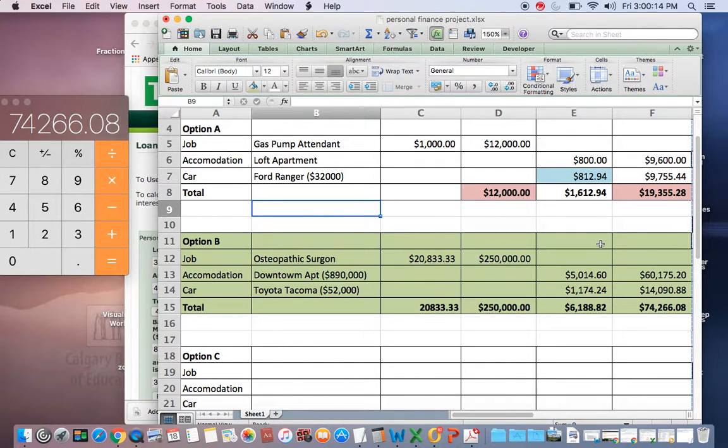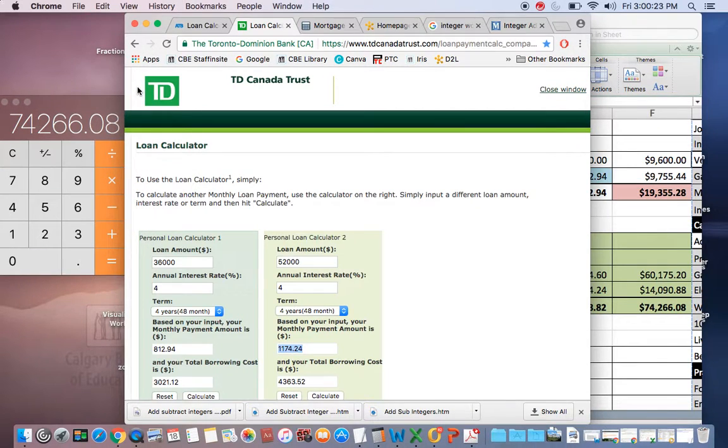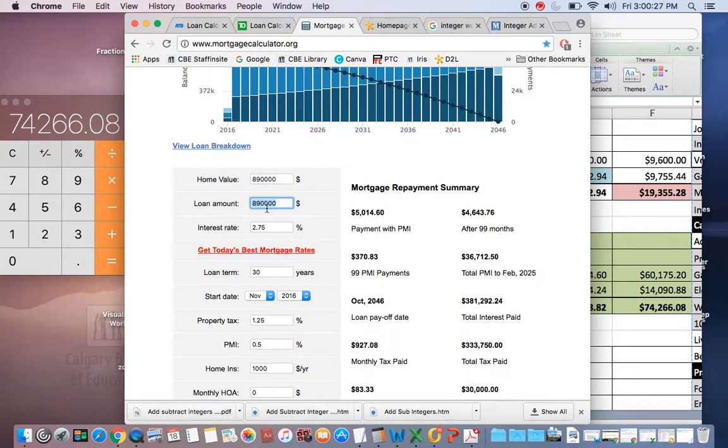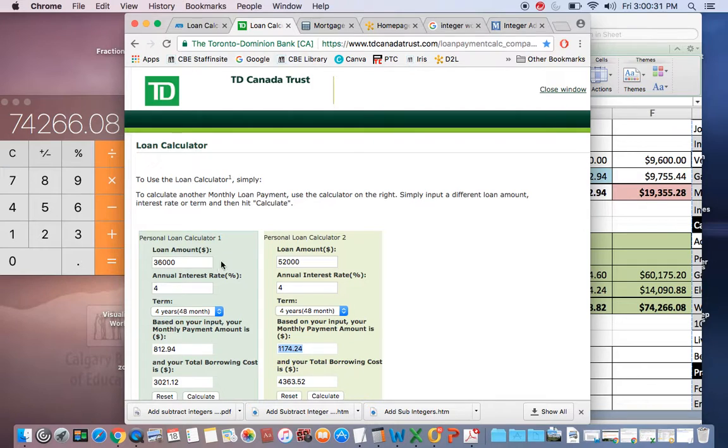These are the numbers you're going to need for your next video. Okay, I hope that helps. Remember, if you're buying a place or a car and you just know the total number, get over to these calculators. The links are in D2L. The mortgage one, you're running 2.75 for 30 years. The car, 4% interest for 4 years.